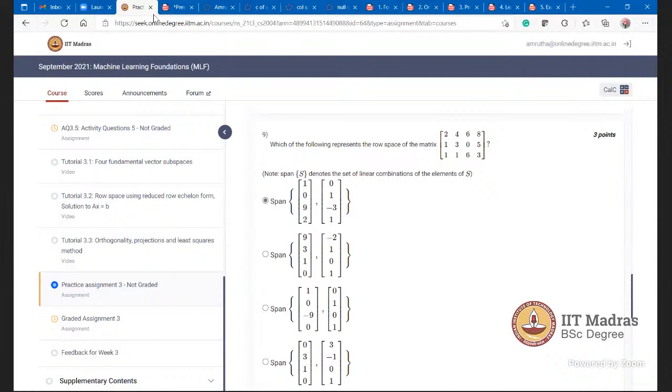So first of all, we put it in the form of row reduced echelon form, right? How did you get the row reduced echelon form? We take the first column's first entry as the pivot and then perform row operations, right? Okay. So that's what we do.